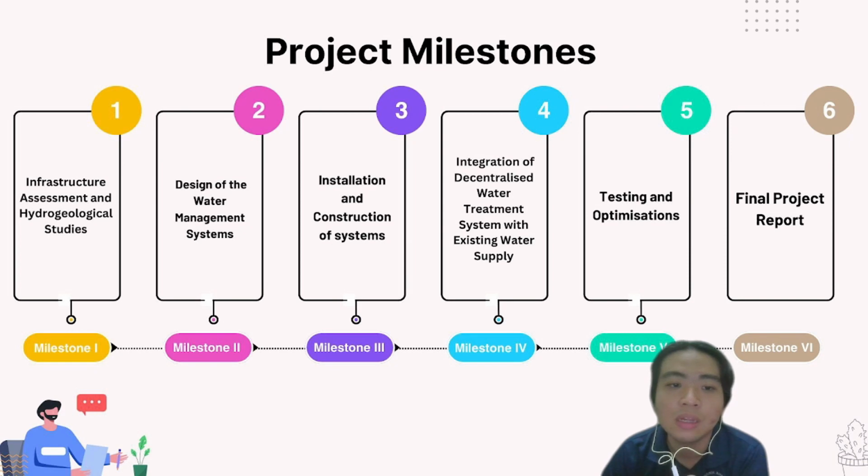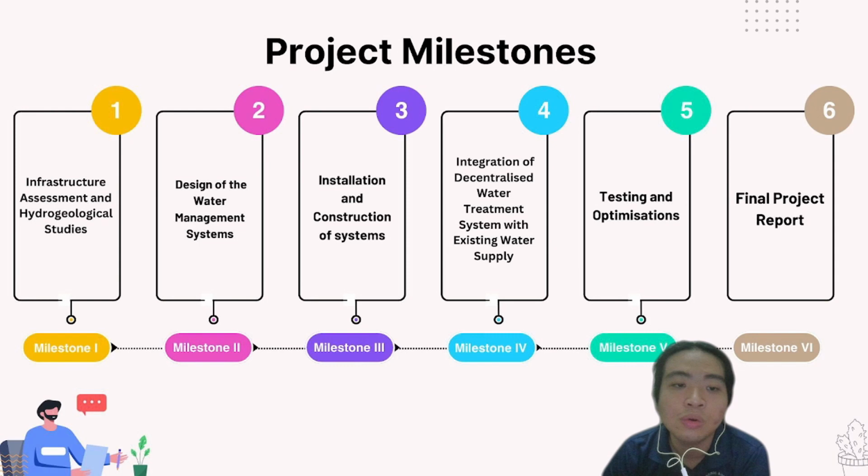So the first milestone will be the infrastructure assessment and hydrogeological studies. An initial assessment of existing water infrastructure will be conducted, such as evaluating the condition and capacity of water supply pipelines, storage tanks and pumps, and identifying the bottlenecks, leakage and inefficiencies using flow meters and pressure sensors. And the hydrogeological studies will be initiated to assess the feasibility of deep bore wells, such as determining the quality of underground water extraction and locating the potential underground water source. And the data collected from both the infrastructure assessment and hydrogeological studies will be analyzed in this milestone also.